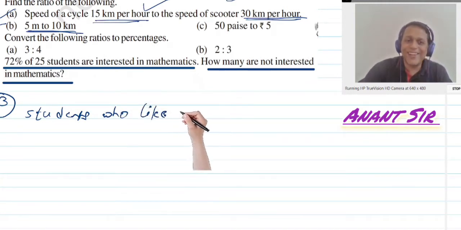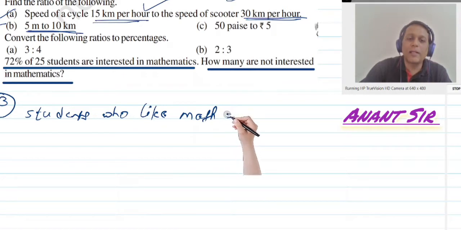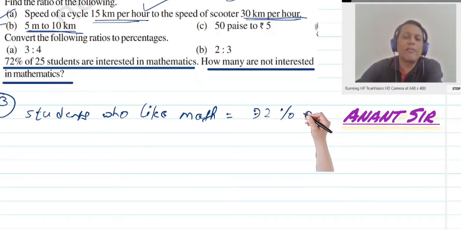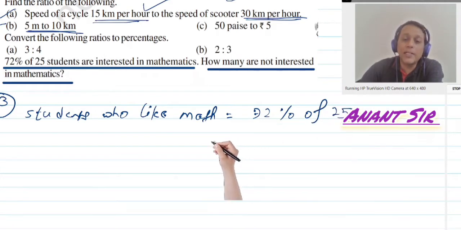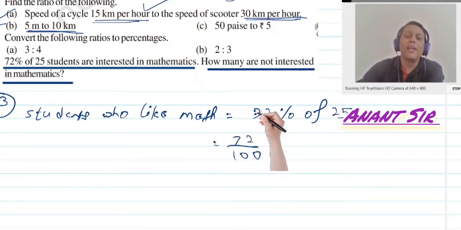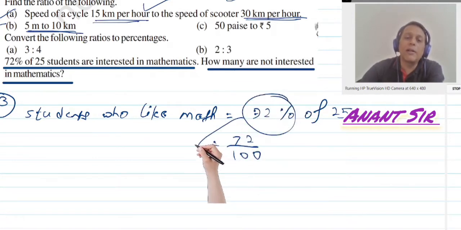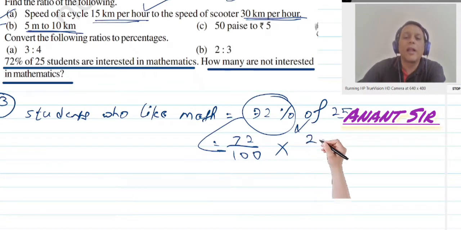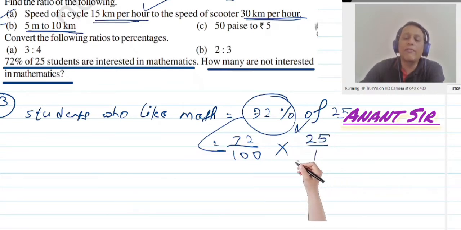Like you, right? So students who like math are 72% of 25. Percent means, we already know, percent means out of 100. 72% means 72 out of 100. Of means multiply. And what is multiplied by 25?